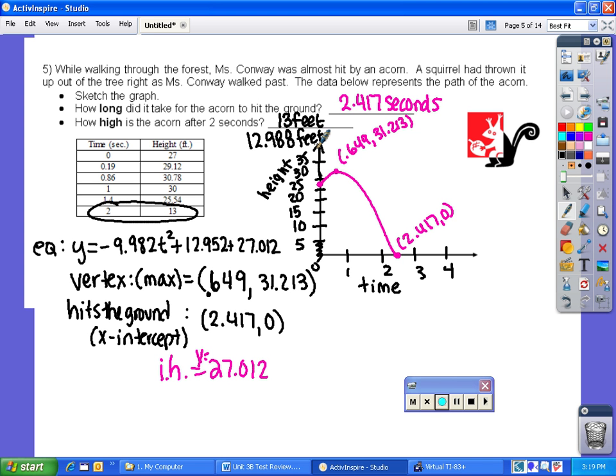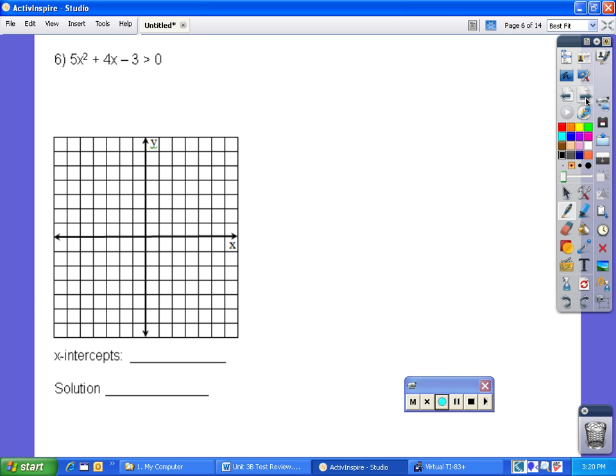Alright, so that ends that section. So now the next section we're going to go into is graphing inequalities. So these 5 were quadratic applications, and you have 3 of these on the test tomorrow. Alright, the next thing is graphing quadratic inequalities. And it's an inequality because of this right here.